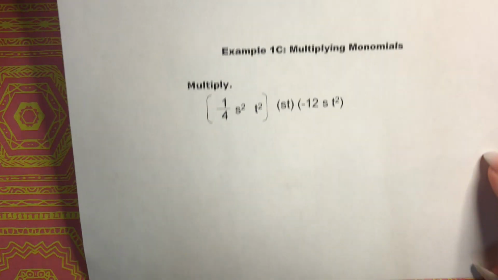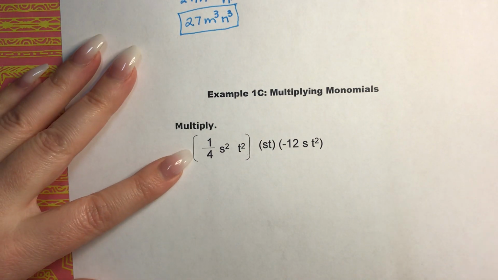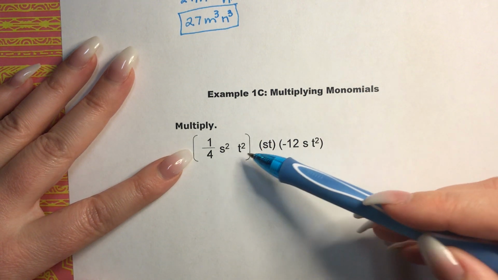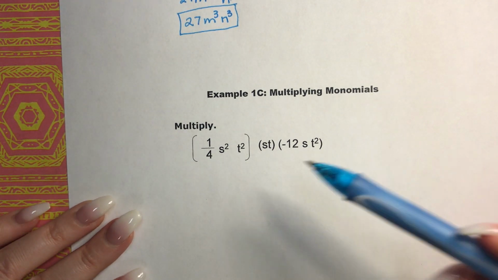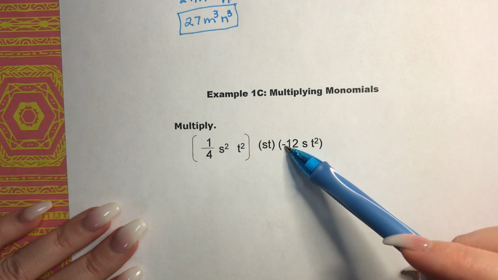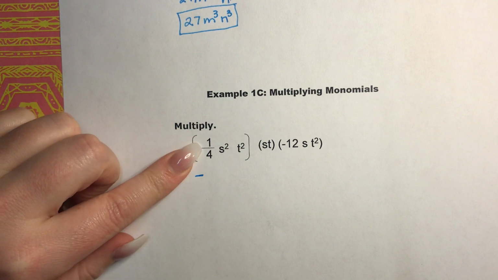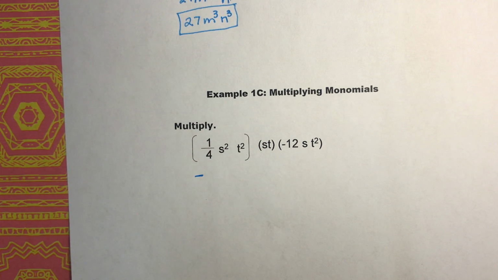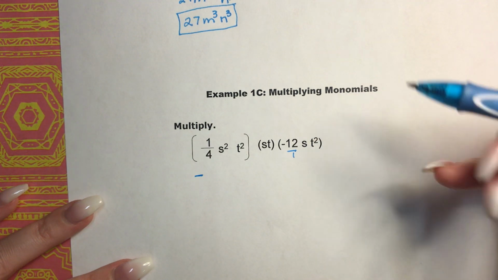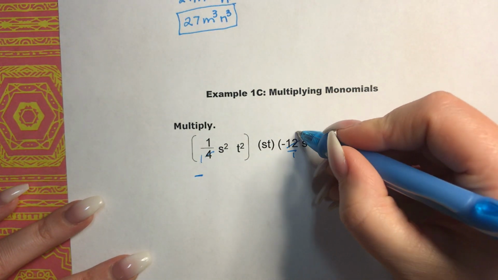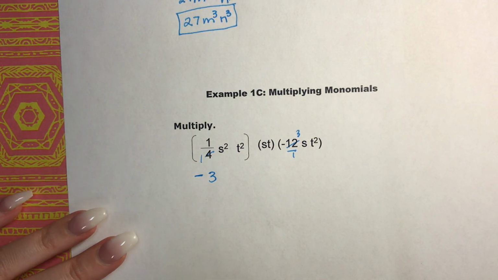Perfect. Okay, let's look at 1c. This one's a little bit more complicated. I see some numbers, I see s's and I see t's, and everything's multiplied by each other. First, I see there's a negative here, so I'm going to figure out what the sign is. This is positive, this is positive, this is negative. So positive times a negative means the answer is going to be negative. Then it's going to be 1/4 times 12. If I make this a fraction and I'm multiplying fractions, 4 and 12 have a common factor of 4. 4 goes into 4 one time, 4 goes into 12 3 times. So I'm just going to be left with 3. So negative 3, 1/4 of 12 is 3.